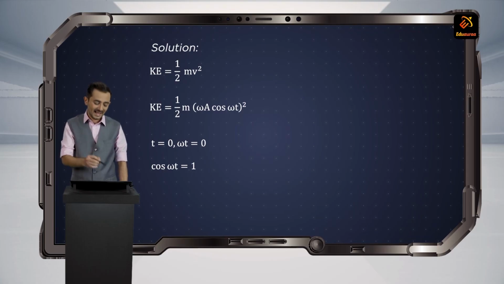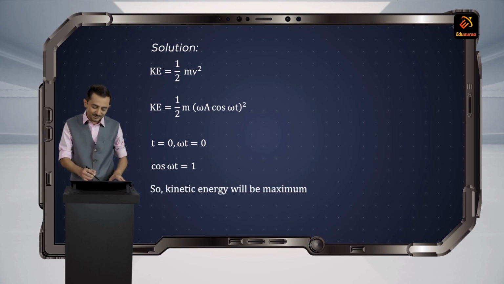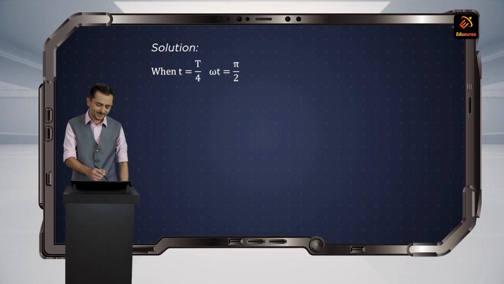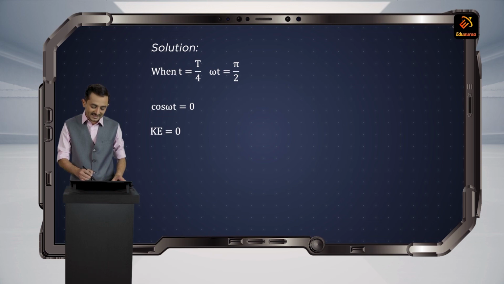And that's why at t equals 0, kinetic energy will be maximum. Second time, students, when time is equal to 1/4 of time period, that means small t is equal to T by 4, the value of omega t will be pi by 2. And students, cos of omega t this time will be cos of pi by 2. And what is the value of cos pi by 2? It is 0. So when cos of omega t is 0, we can say that kinetic energy will also be 0.